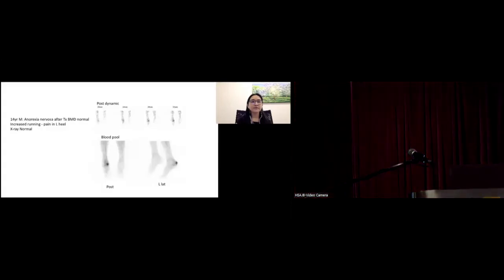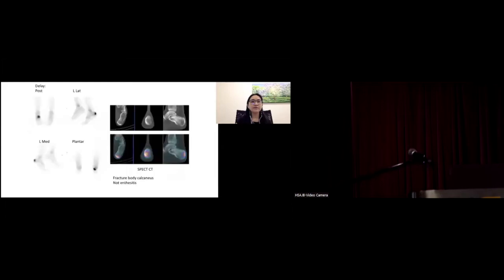Another case is a 14-year-old girl with anorexia nervosa. She was treated, and when bone mineral density had become normal, the child went back to school and increased activity, but as she runs, she has pain in the left heel. The X-ray was normal. SPECT-CT shows that there's a fracture at the body of the calcaneus.